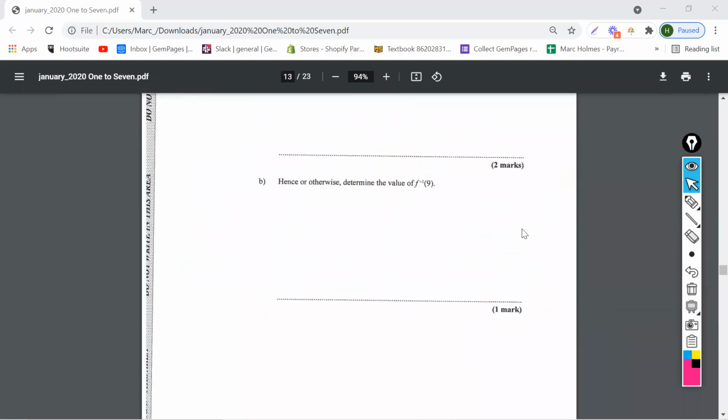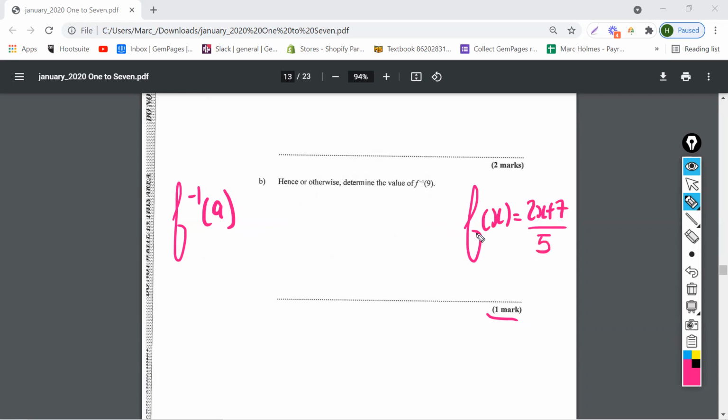So the last one now, guys, is it says find f to the -1 of 9. This one, guys, is the hardest one, even though it's 1 mark, because remember, f of x is equal to 2x plus 7 over 5. But to find f to the -1 of 9, we'll have to find the inverse. So how do we do the inverse again, guys?